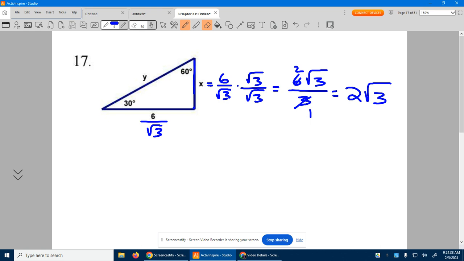The hypotenuse, this Y right here, is double that. So if you do 2 times 2 root 3, what do you get? You get 4 root 3. So X is 2 root 3 and Y is 4 root 3.